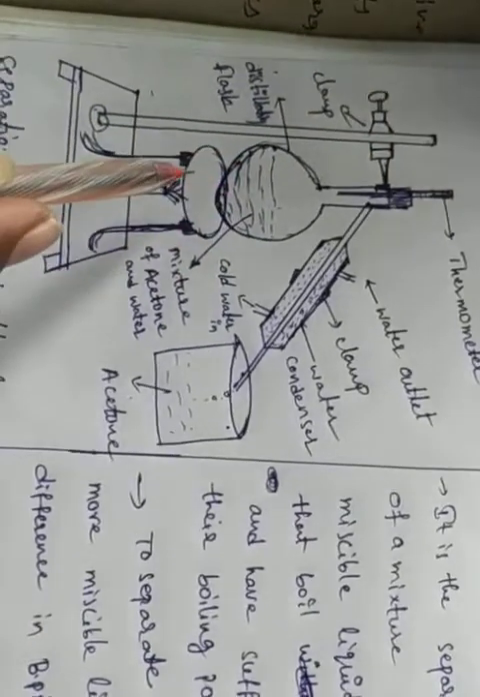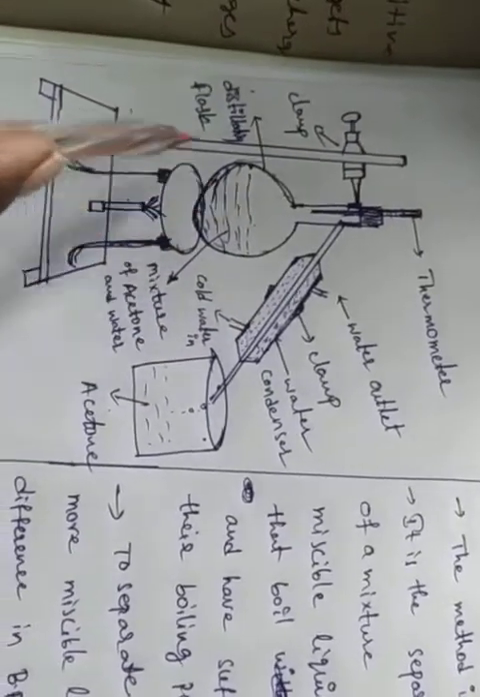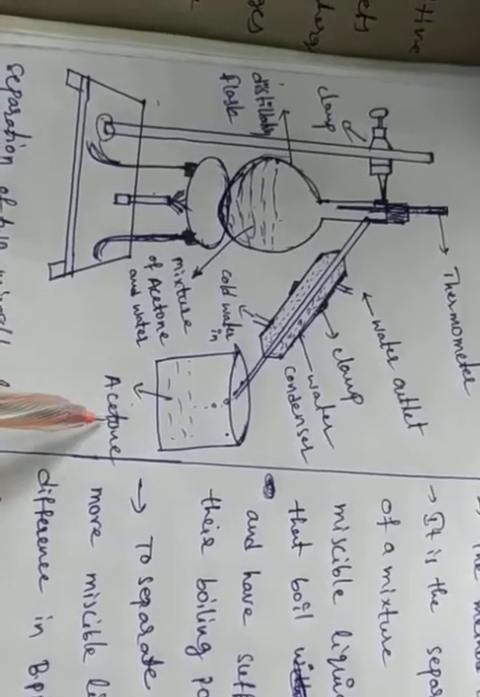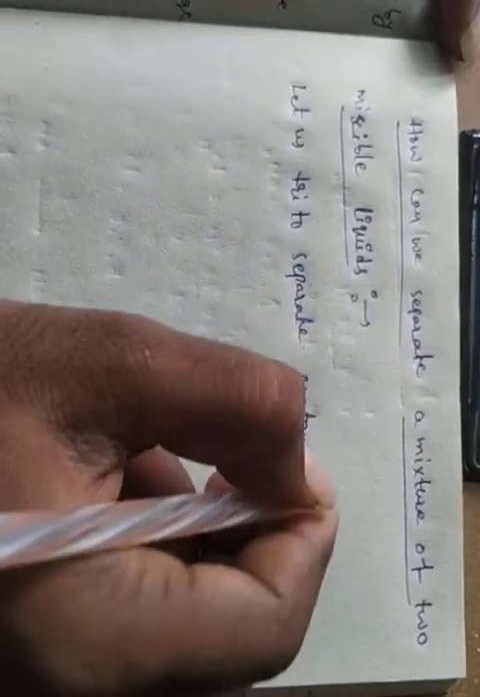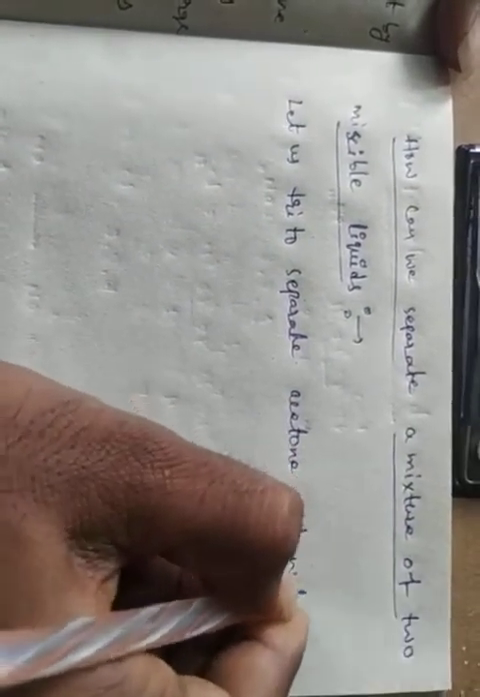Okay, this is a diagram. This is a water condenser, this is a distillation flask, this is a stand, and one beaker we have to use to collect the acetone. Here let us try to separate acetone and water from their mixture.